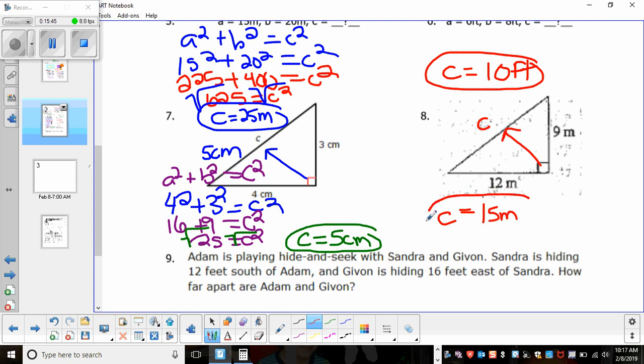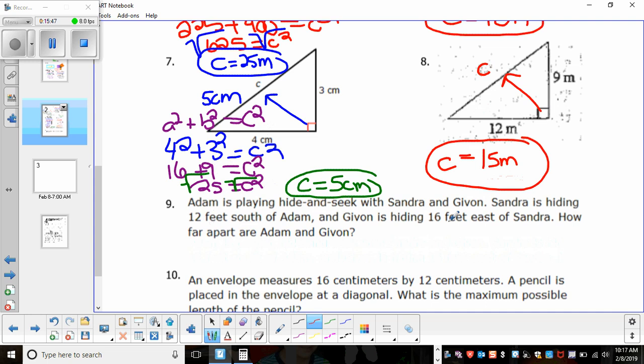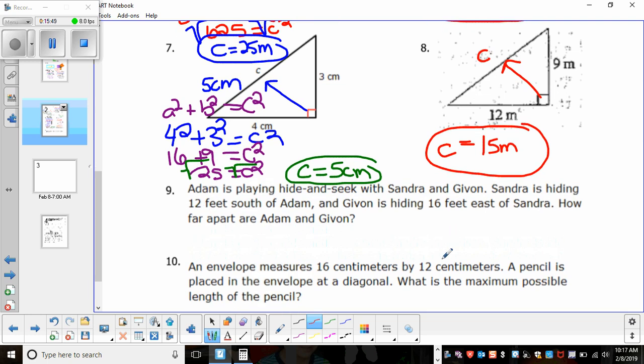Okay, so let's look at some word problems so we can understand why we use the Pythagorean theorem in real life, or when we use the Pythagorean theorem in real life. So the first question says, Adam is playing hide and seek with Sandra and Javon. Sandra is hiding 12 feet south of Adam, and Javon is hiding 16 feet east of Sandra. How far apart are Adam and Javon?